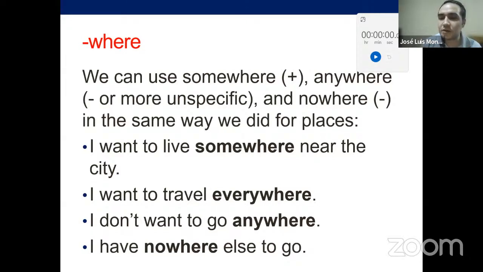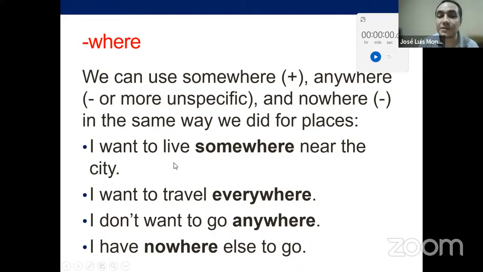It says we can use somewhere, anywhere, nowhere, right? In the same way we use the previous ones, but when we want to talk about places. It's very simple. If you want to talk about a place that is indefinite, use where. So let's read these examples, please, to finish the last part. Okay, I want to live somewhere near the city. I want to travel everywhere. I don't want to go anywhere. I have nowhere else to go.